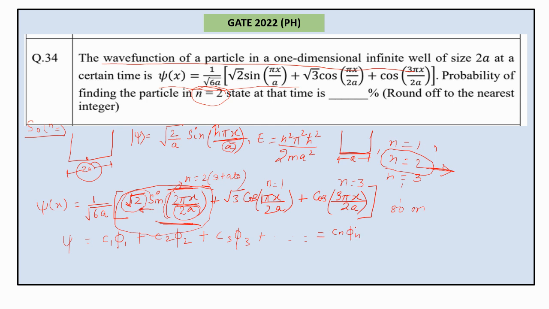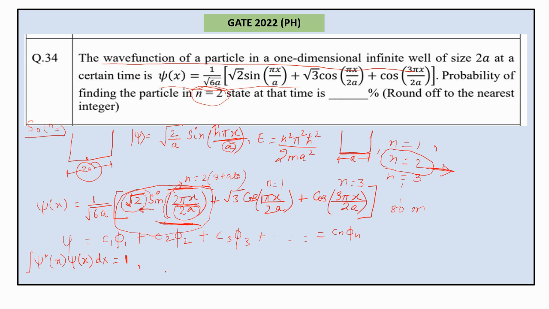Now, to find out the probability of finding the particle in this state, you need to just normalize this wave function and find out that it is equal to 1. It is normalized, so we will do the normalization. You know normalization, right? And this should be equal to 1, right?